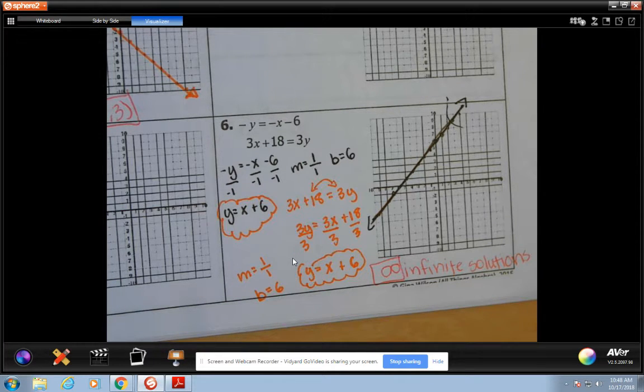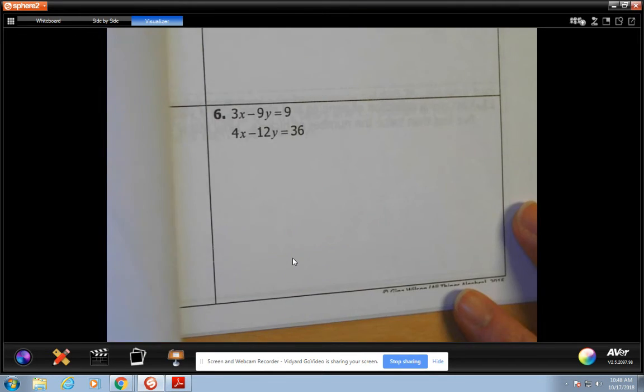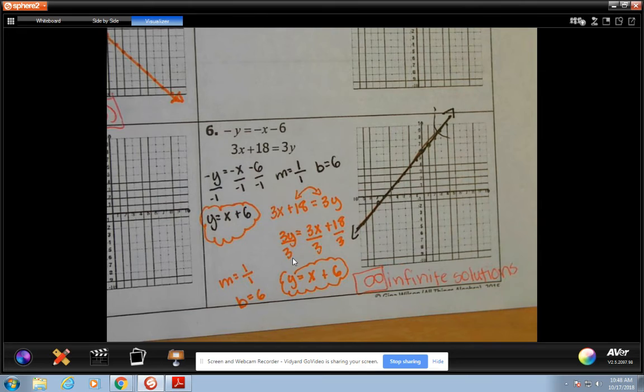Great job on that. Tomorrow we'll be talking about how to solve systems by substitution, which is more mathy. Okay, so today we're graphing lines. Tomorrow we're using algebra. See you later.